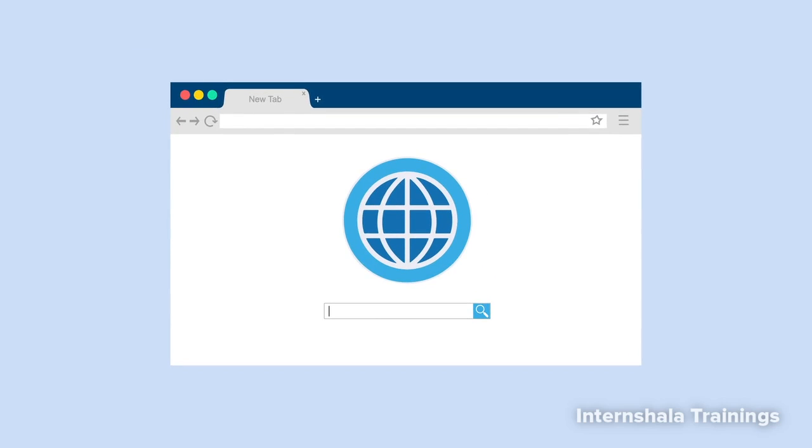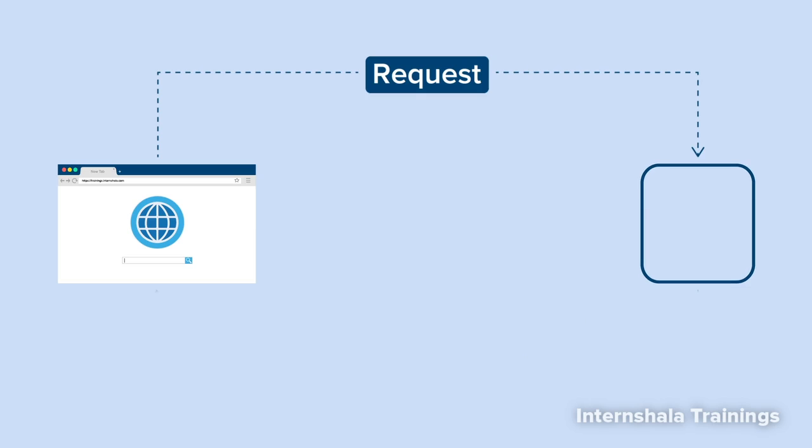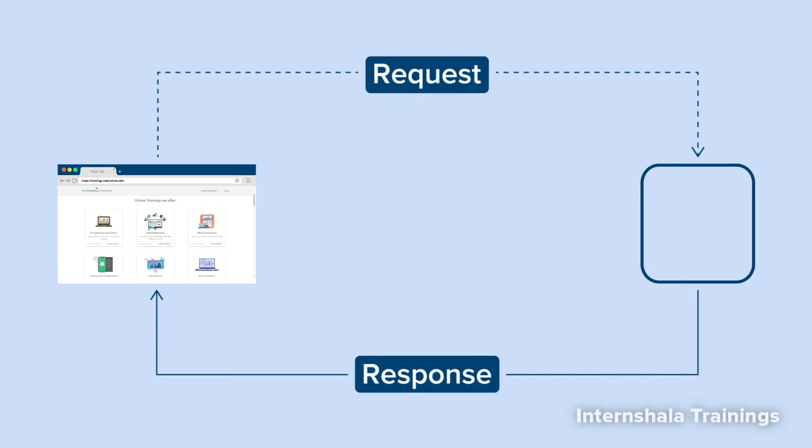Suppose you want to open Internshala's trainings website. You enter the URL trainings.internshala.com in the browser and the browser will send a request. Now, based on the request, you will get a suitable response, that is, the website will open. Now, let's understand this further.